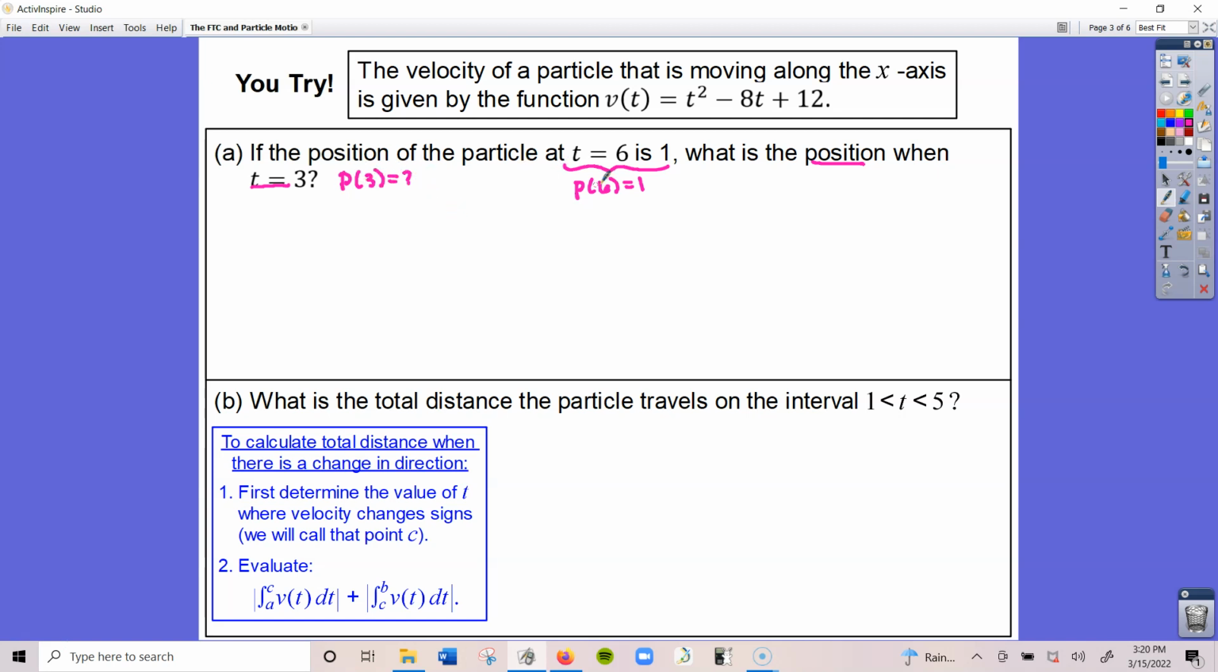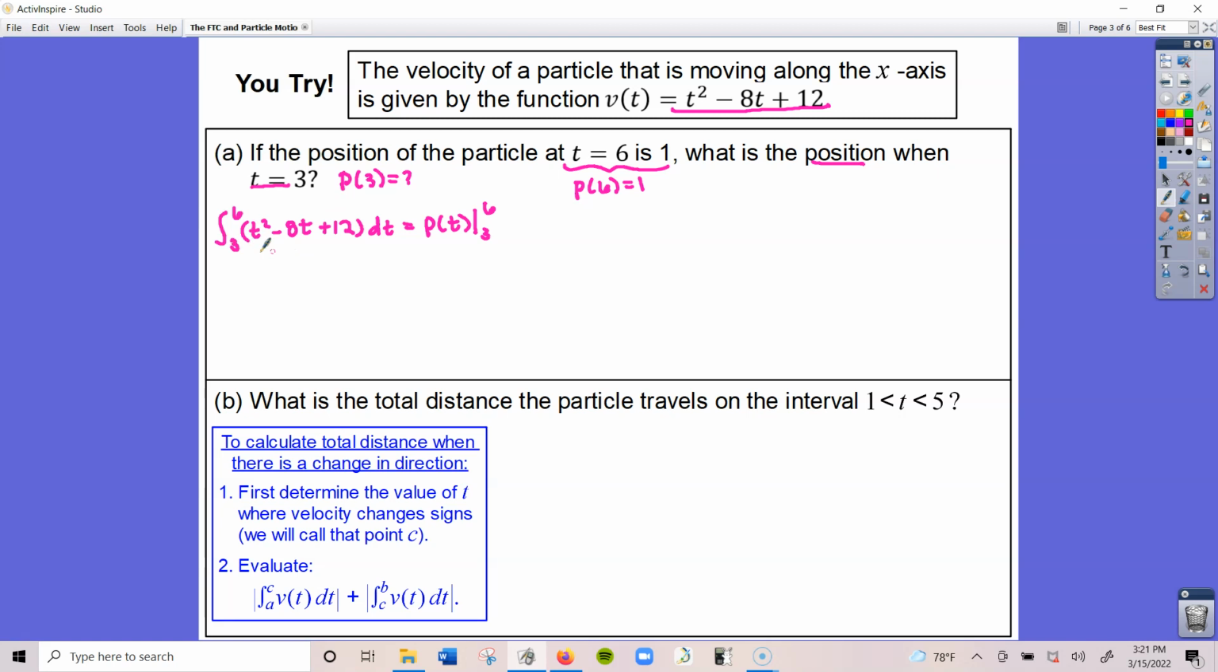This is going to tell me what my limits of integration are, the 3 to 6. So I'm going to integrate my velocity, because that gives me position, from 3 to 6 of v of t, which v of t is this here: t squared minus 8t plus 12 dt. And that's going to equal my position function evaluated from 3 to 6.